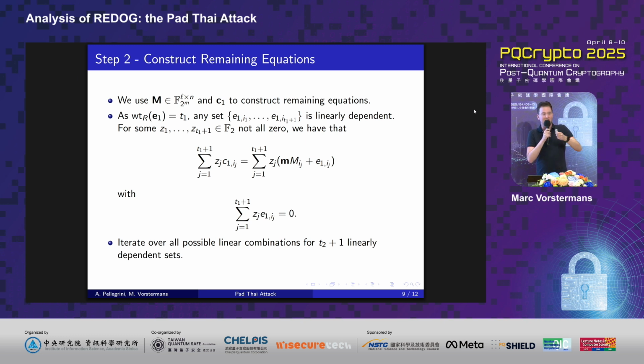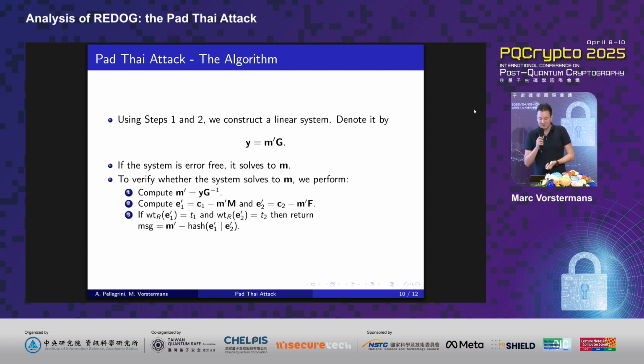So we are going to take T1 plus 1 columns of M and corresponding ciphertext components. We're going to iterate over all these linear combinations and repeat this process T2 plus 1 times. To wrap these steps up, in steps 1 and 2 we're iterating over all these arrangements and all these linear combinations, and we obtain some system. And this is the moment where we check whether this system solves for our message M.